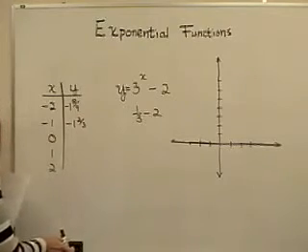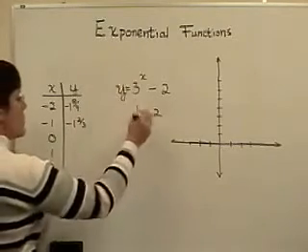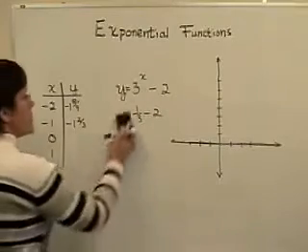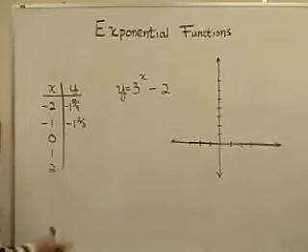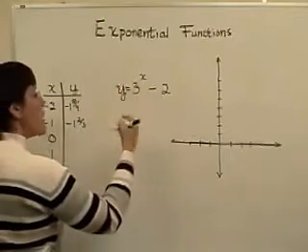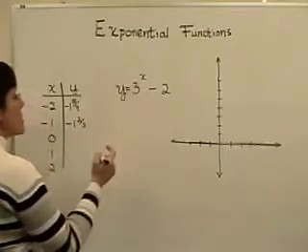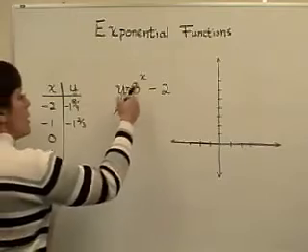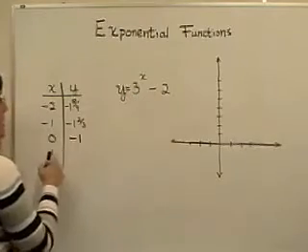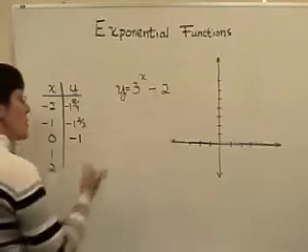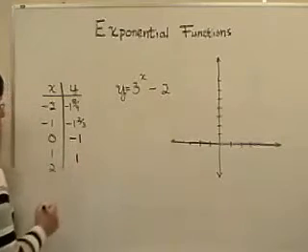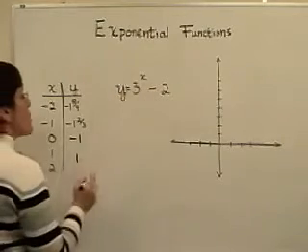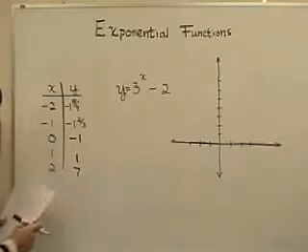Got to make sure I didn't... 3 to the negative 1 is 1/3, minus 2, yeah, exactly. Next I'm going to put a 0 in for x, and 3 to the 0 power is 1. Again, anything raised to the 0 power is always equal to 1. 1 minus 2 is a negative 1. When I put a 1 in there, 3 to the first is 3, minus 2 is a positive 1. When I put a 2 in there, 3 squared is 9, and 9 minus 2 is 7.